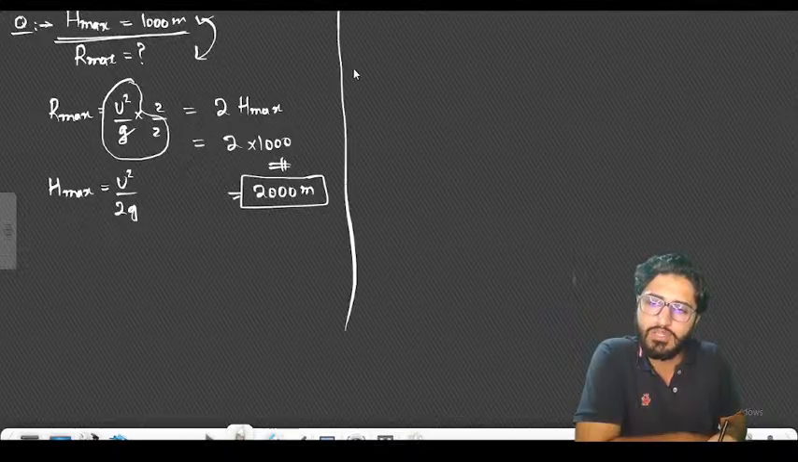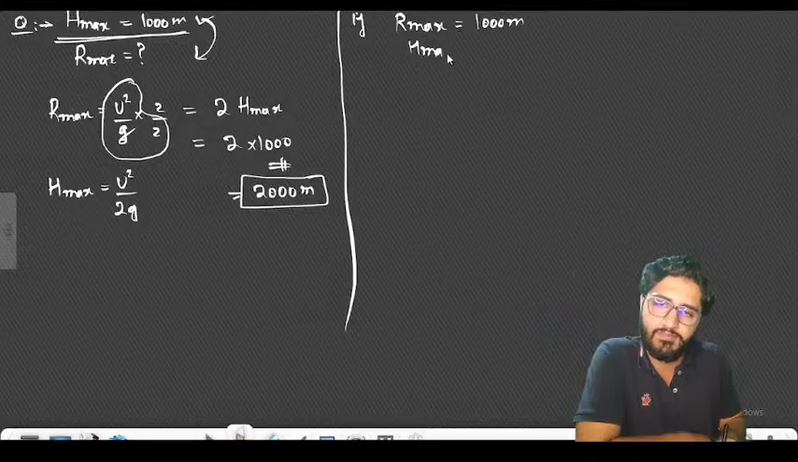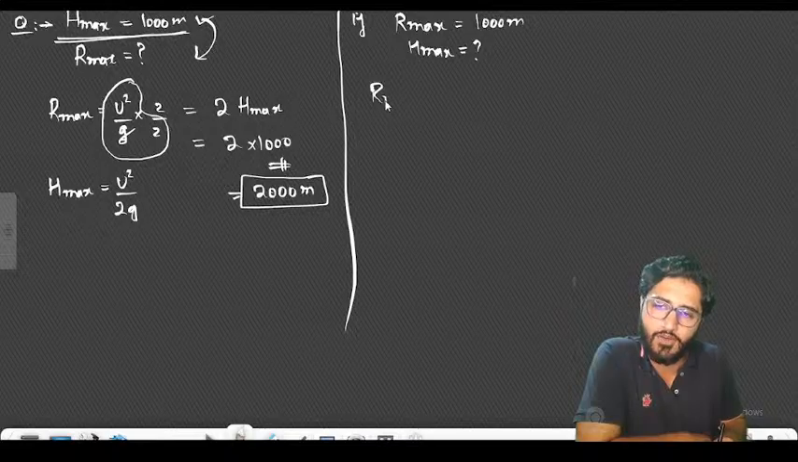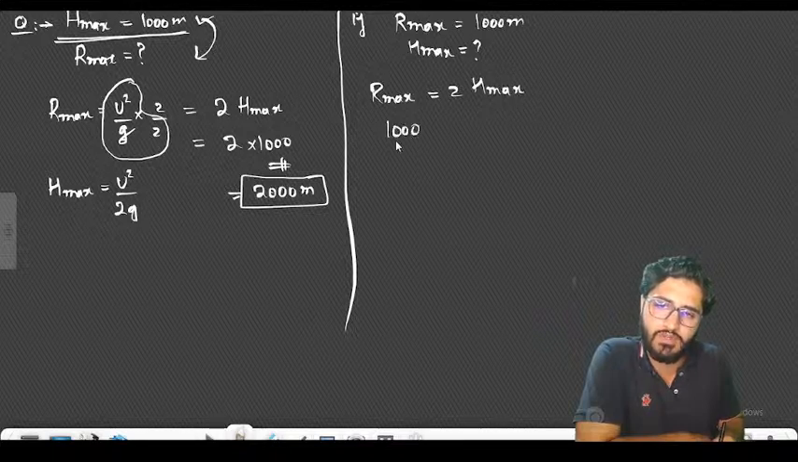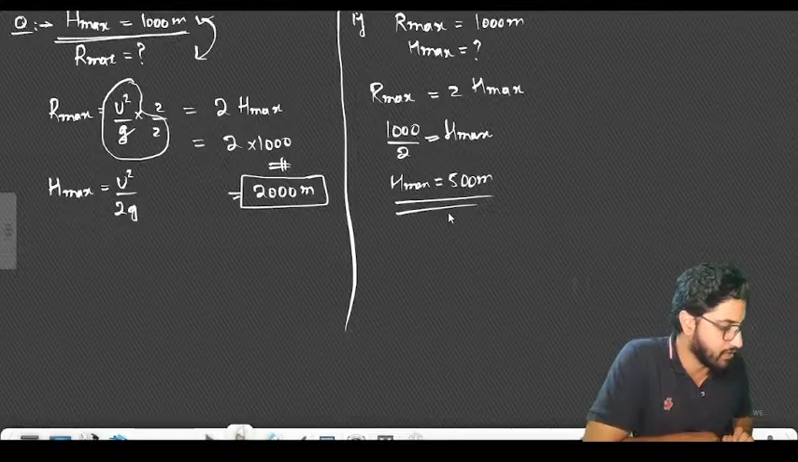Or you can do one more thing. Suppose R max is given as 1000 meter. How to find H max? We know from this expression that R max is 2 times H max, right? So R max, 1000, divided by 2 gives my H max. So H max came out to be 500 meter. You need to manipulate your numerical so that you get your answer.